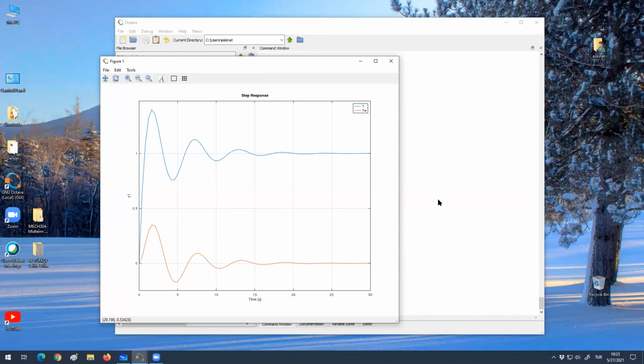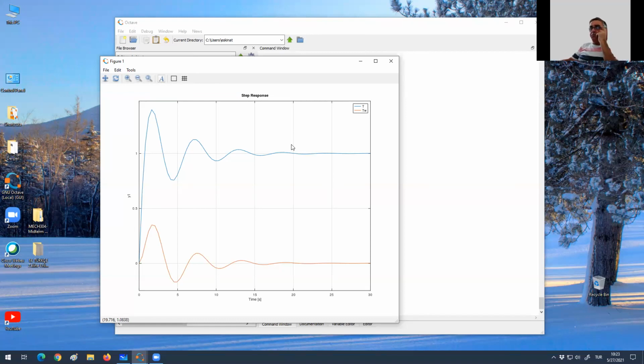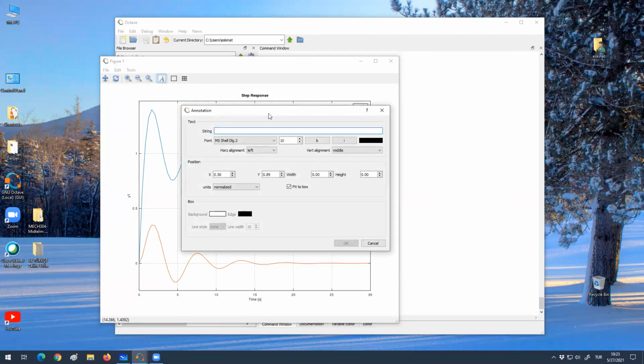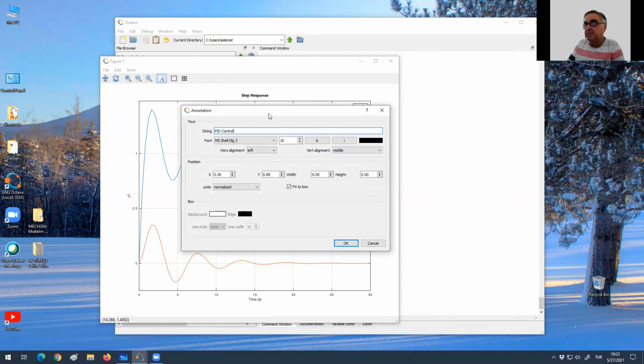Hocam, sorry to interrupt, but is the top graph the PD control and the bottom one the PID? They are both PID. These are both PID controls. Okay. So then what's the difference between the 2 of them? Okay, I'll explain. Let's see if I can write it down here.